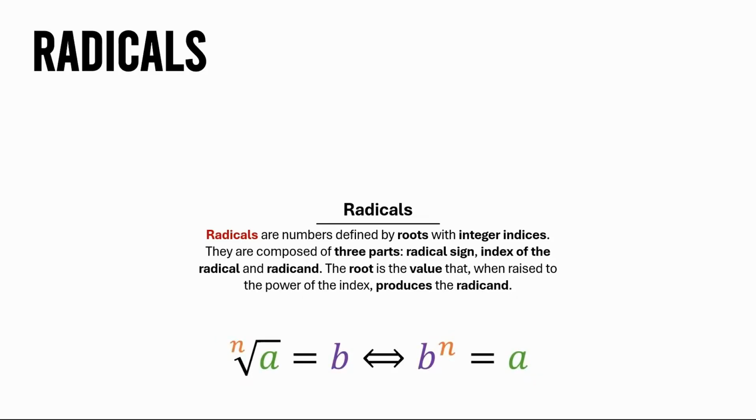On one end we have the radical and on the other the exponents. We have the radical with index n of a, that is equal to b. If we take b and we raise it to the index n, we get a, which was the value below the radical sign, our radicand.